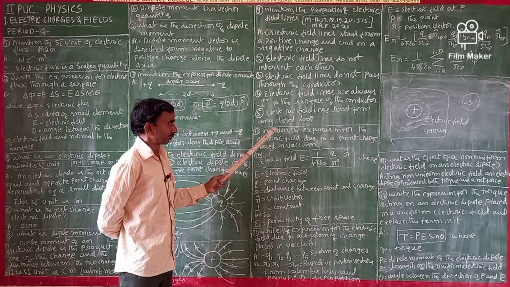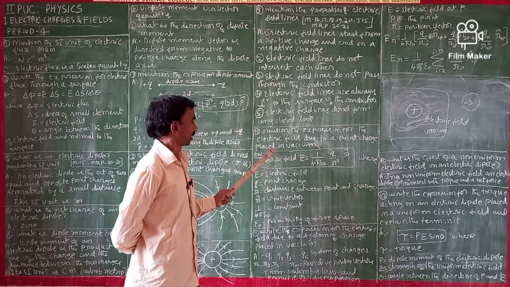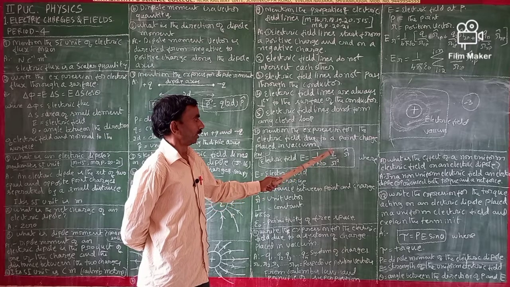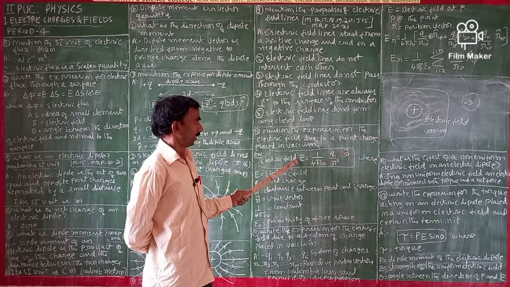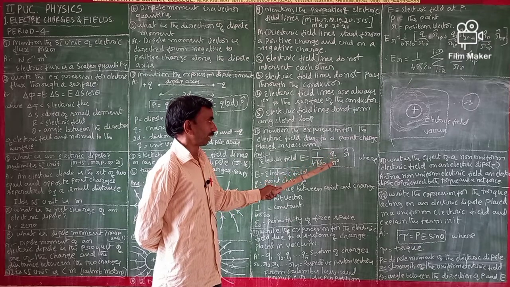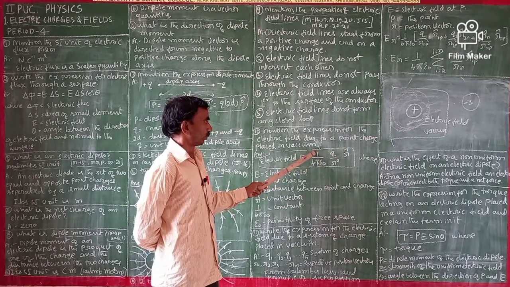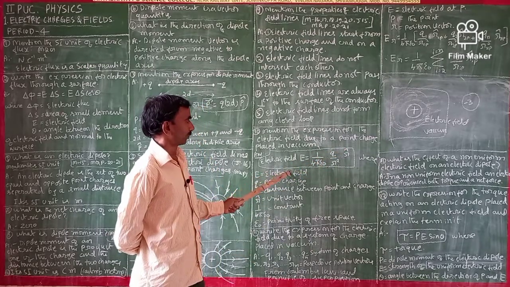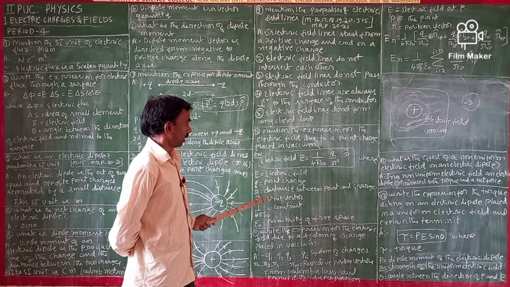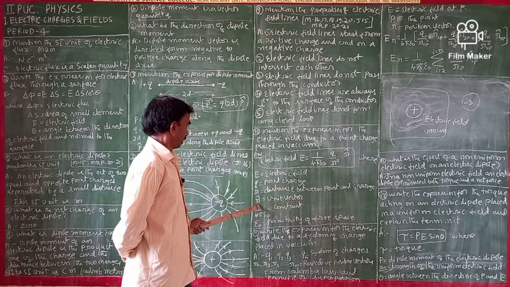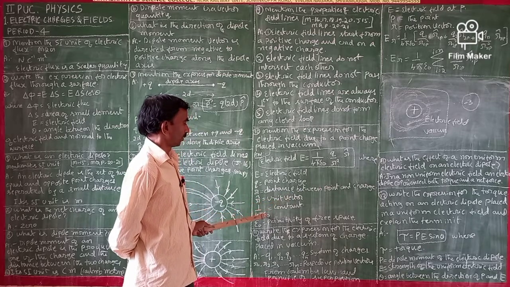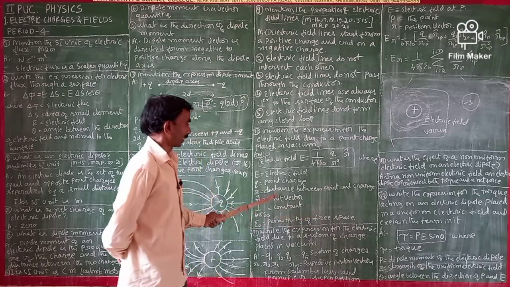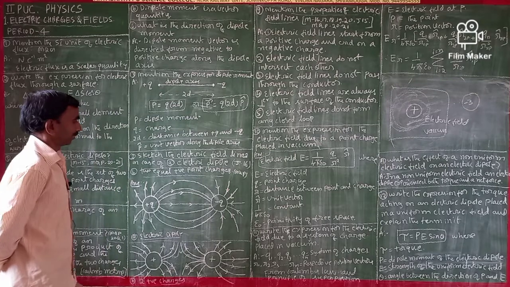Next, mention the expression for the electric field due to a point charge placed in vacuum. Electric field E is equal to 1 by 4 pi epsilon naught into Q by R square into R cap, where E is the electric field, Q is the point charge, R is the distance between the point and the charge, R cap is the unit vector, 1 by 4 pi epsilon naught is a constant, and epsilon naught is the permittivity of free space. You have to write it in the notes, in rough, one time and without seeing one time.